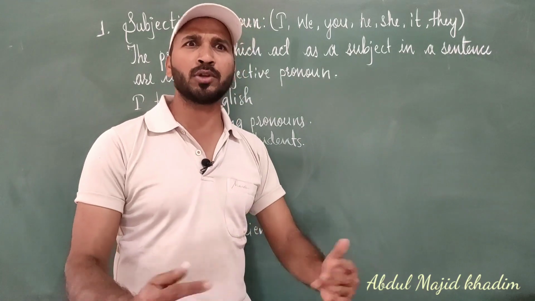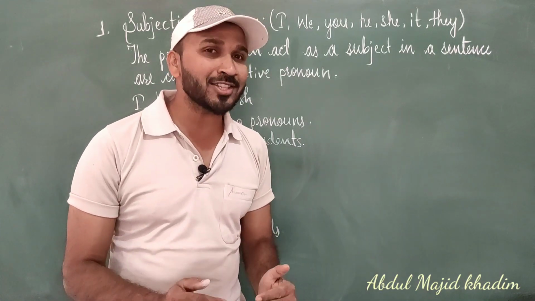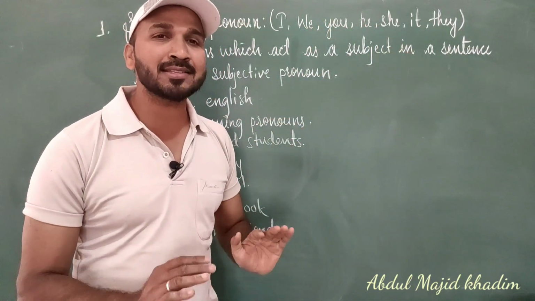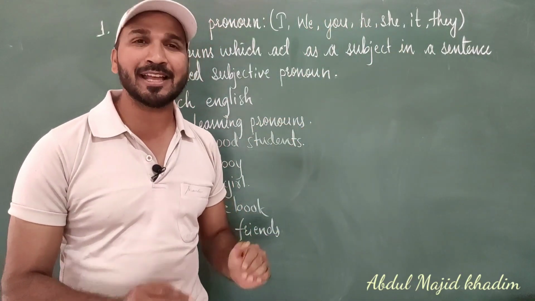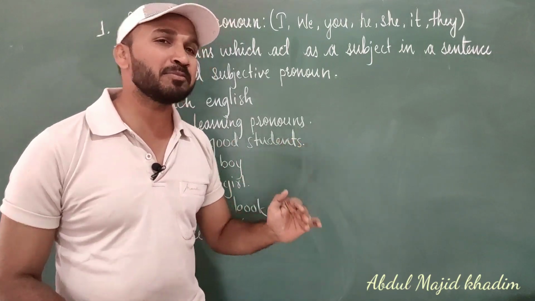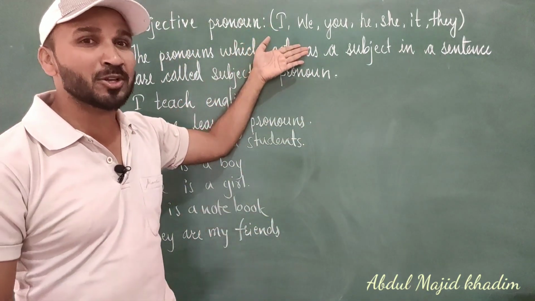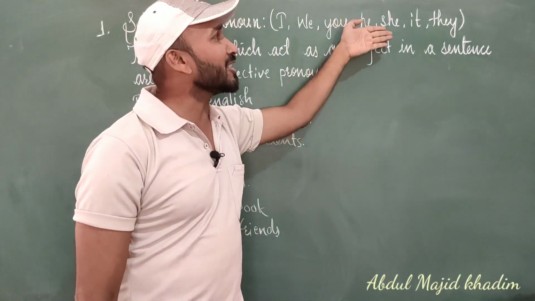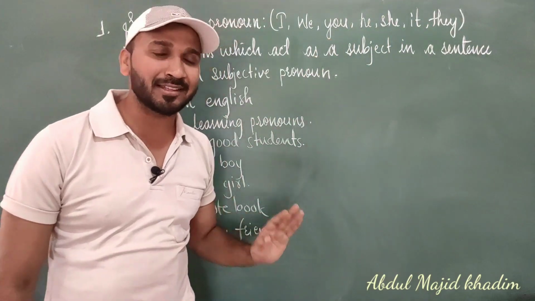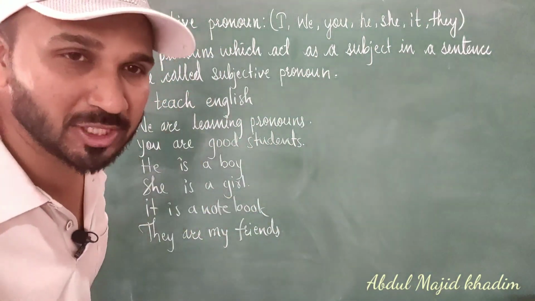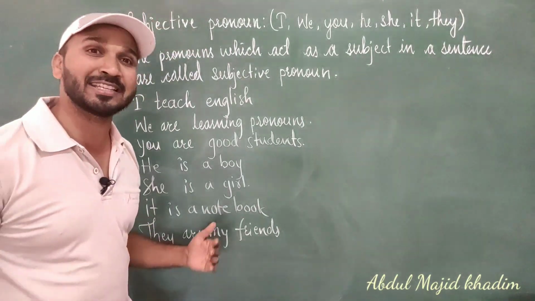Subject is nothing but the doer of action. The doer of action is called subject. So these all pronouns act as a subject in a sentence, means they are the doer of action in a sentence. So they are called subjective pronouns. So always keep in your mind the subjective pronouns are I, we, you, he, she, it and they. Let's see some examples of subjective pronouns, how they are the subject in a sentence.